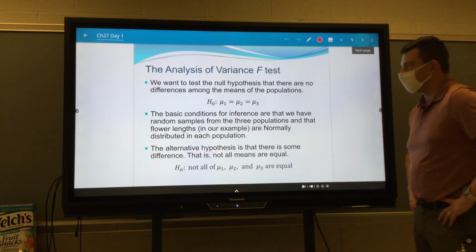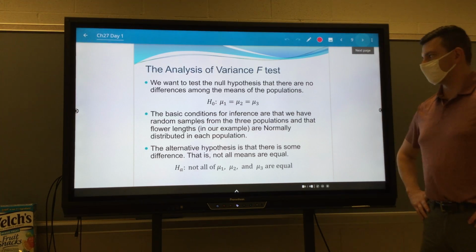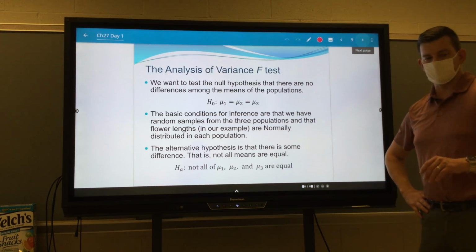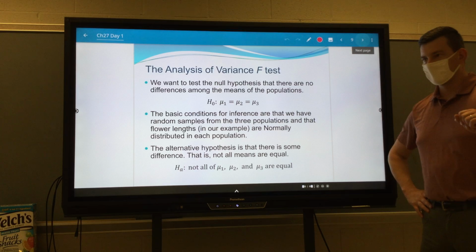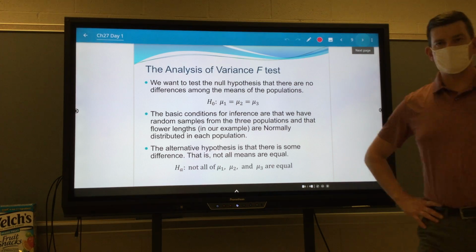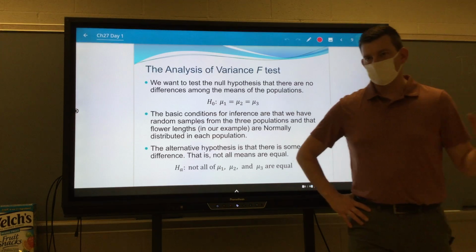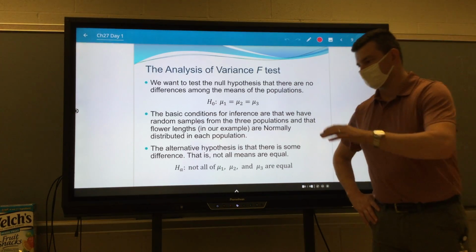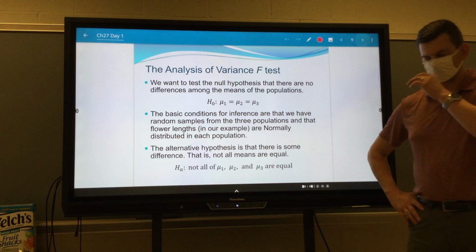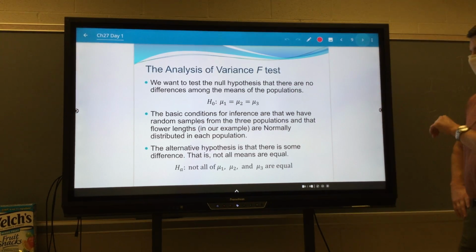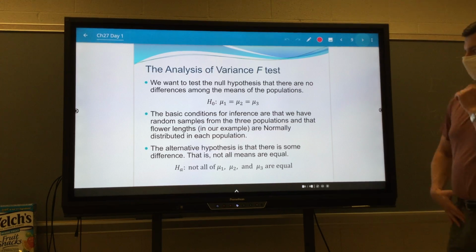For ANOVA, we have a new distribution. It's an F distribution, and I'll show you a picture of that in a second when I pull up GeoGebra. The F distribution is heavily skewed to the right. So it's not symmetric, it's not something that is necessarily inherent to you, but we'll take a peek at what that looks like momentarily.